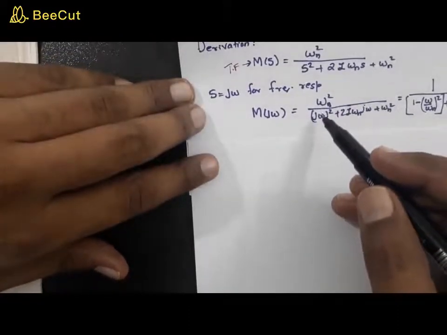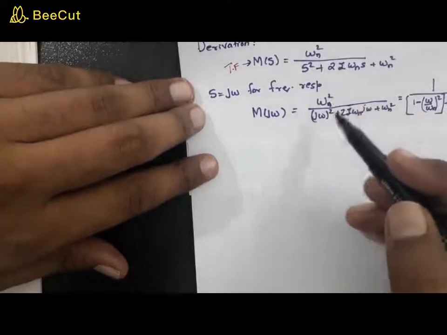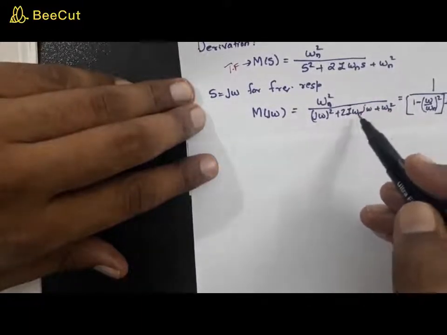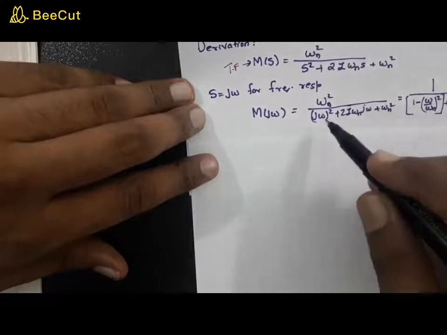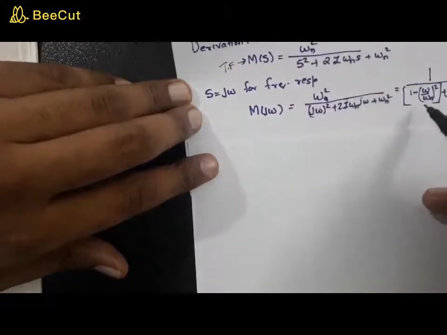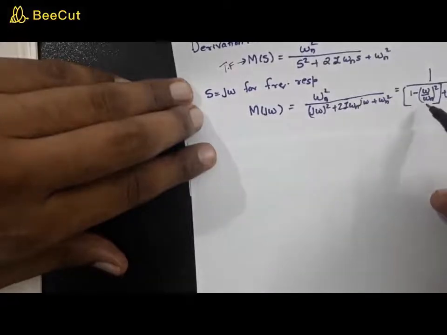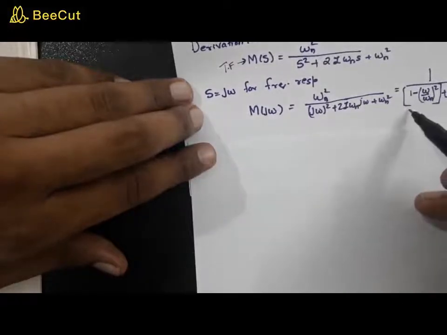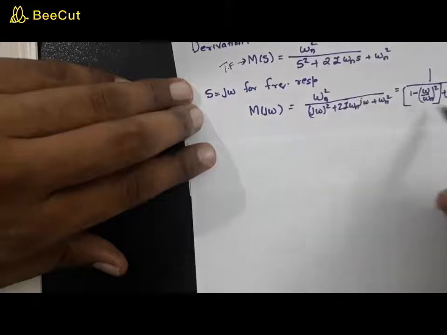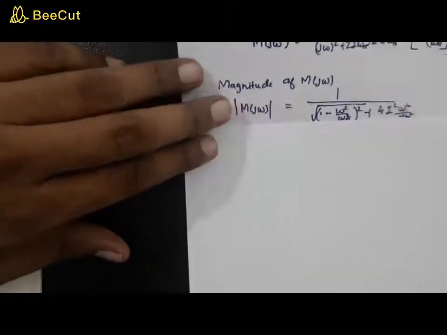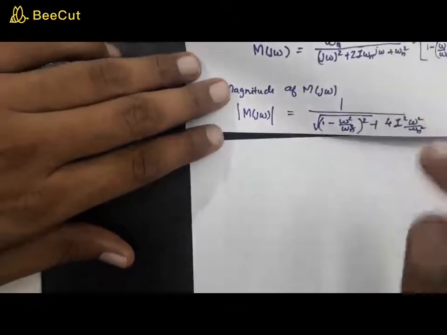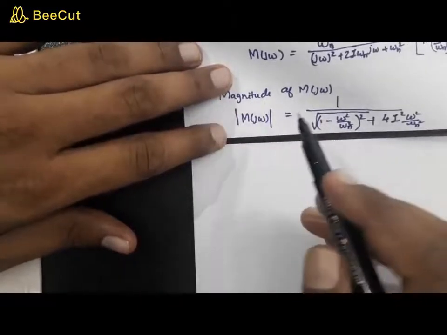So look at this, s is substituted as j omega over this equation, and you will be separating the imaginary and the real terms. You will get it like this, 1 by, bringing this omega n square to the denominator. You can do it by yourself to arrive at this. We have already done this. Now this is of the form 1 by a plus jb, which means you can find out the magnitude of this.